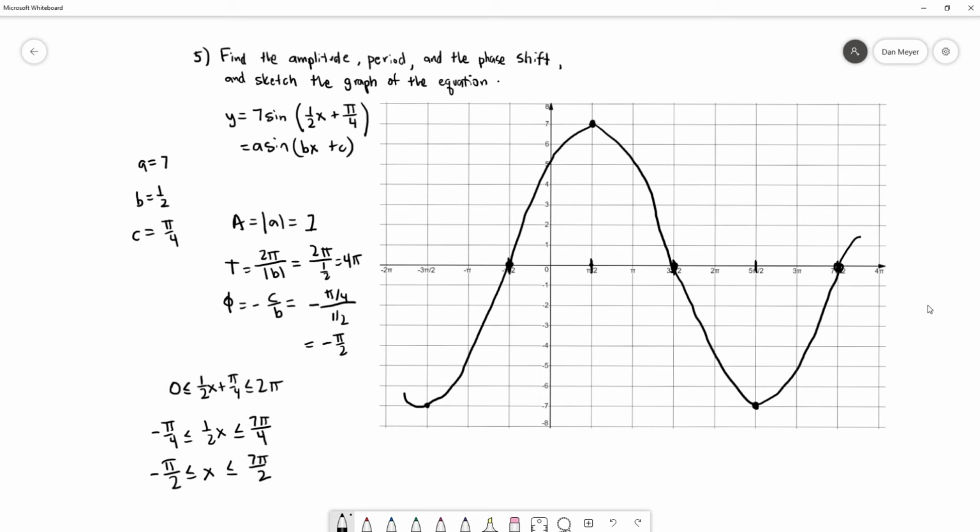Any questions so far about our process? What is the interval? What do you mean by that? Sorry, I missed that question. Oh, okay. I forgot to answer. The interval here is minus pi over 2 to 7 pi over 2.